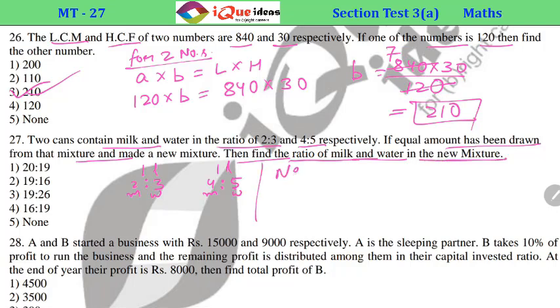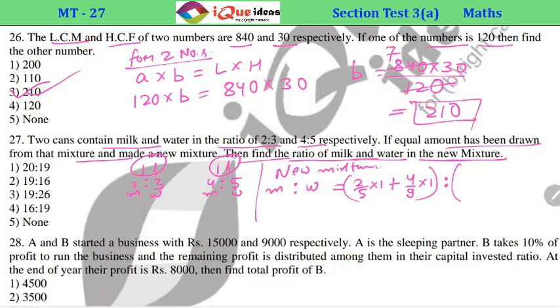So clearly, in the new mixture, we can straight away calculate milk is to water. Calculate the milk quantity from the first one. Out of 1 liter, it is 2:3 ratio, so it will be 2/5 into 1. Plus, out of the second one, 1 liter, milk will be 4/9, 4:5, so 4/9 into 1. Alright, and similarly you can calculate water. It will be 3/5 into 1, plus from here it is 5/9 into 1. This will give us the required ratio.